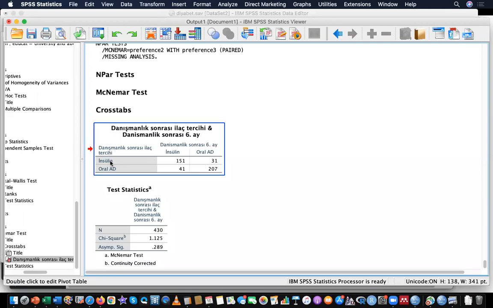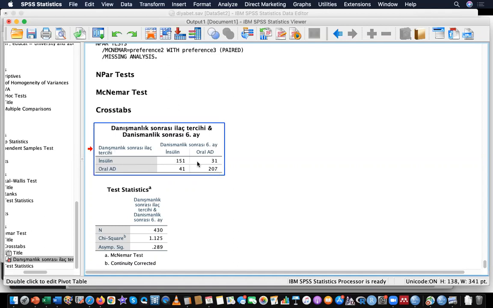31 patients were using insulin at the beginning. They switched to oral antidiabetics. This was something I didn't expect. I didn't want this. I want this to be zero, but anyways, this is what the patients responded. And 41 patients were using oral antidiabetics at the beginning, before the study, and they switched to insulin, while 207 patients were using oral antidiabetics at the beginning and they didn't change.